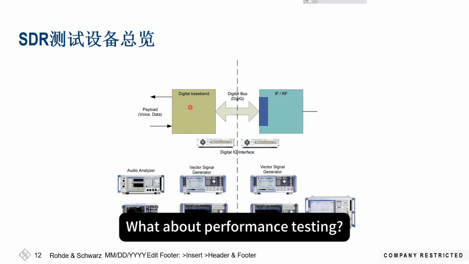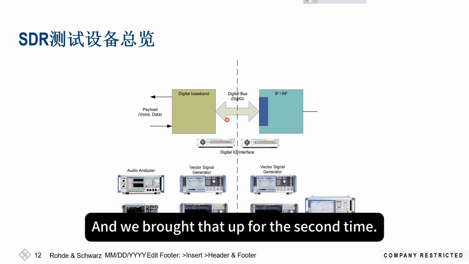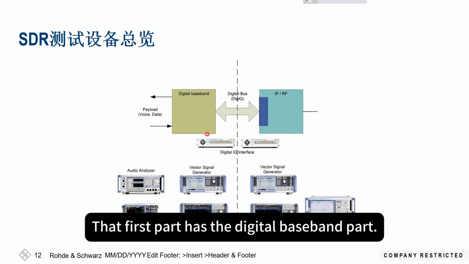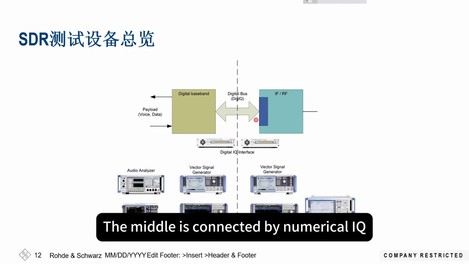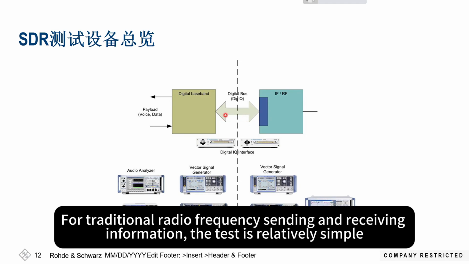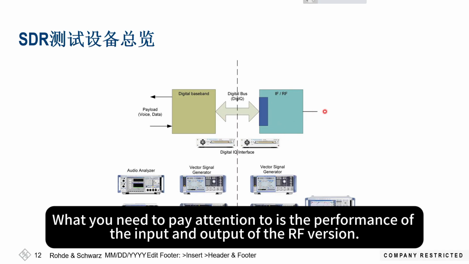What about performance testing? We brought that up for the second time. The point is to show you the performance test of the SDR. There is an intermediate frequency RF part, and the middle is connected by digital IQ. For traditional radio frequency sending and receiving, the test is relatively simple. What you need to pay attention to is the performance of the input and output of the RF board.